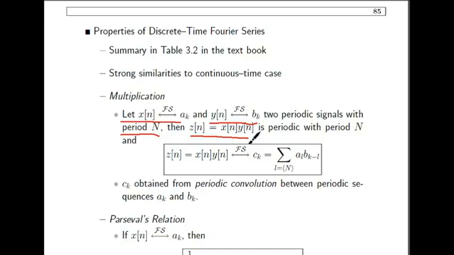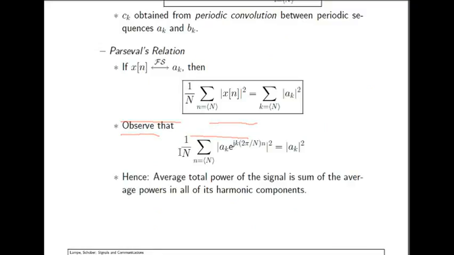We are considering z of n as x of n into y of n, which is periodic with period N, and z of n's Fourier series c_k will be equal to the summation over one time period of a_l b_(k-l). It is also a convolution, but it is over one time period, while in the continuous time case it was over minus infinity to infinity. Now let's see Parseval's relation. In Parseval's relation, the energy for one time period multiplied by 1 upon N is equal to the summation over one time period of the magnitude of a_k squared, where a_k is the Fourier series coefficient of x of n.